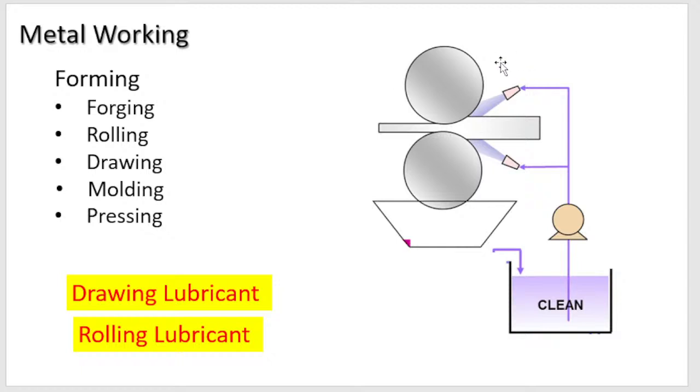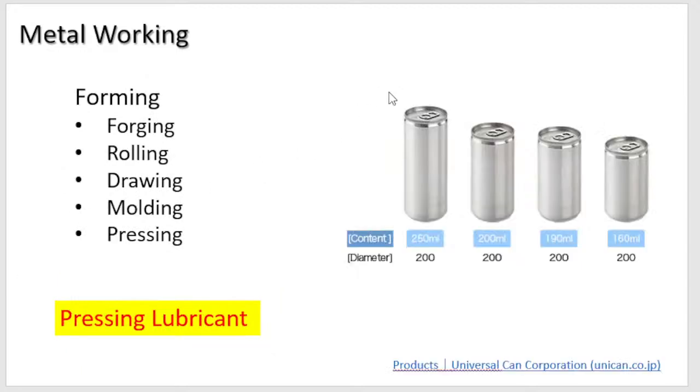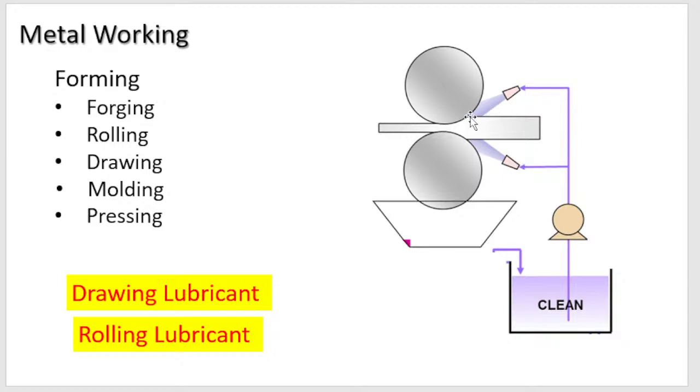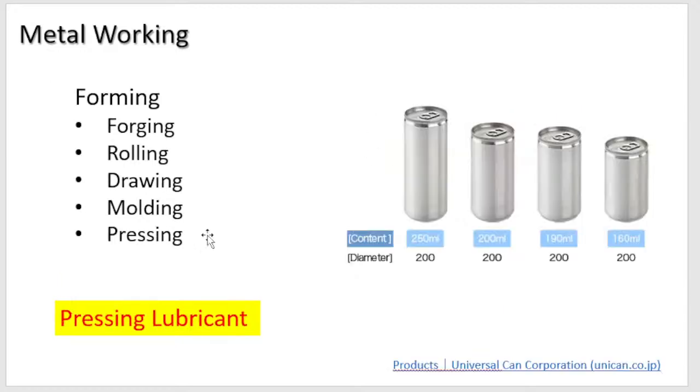So you also need lubricants when you're drawing metal, so measuring the concentration and viscosity of that lubricant is very important. Another one that we're going to see right now is pressing. I don't have a good picture of pressing. But pressing is where you have a chunk of metal and a mold, and you're pressing this piece of metal into that mold, and then you're coming up with shapes like this.